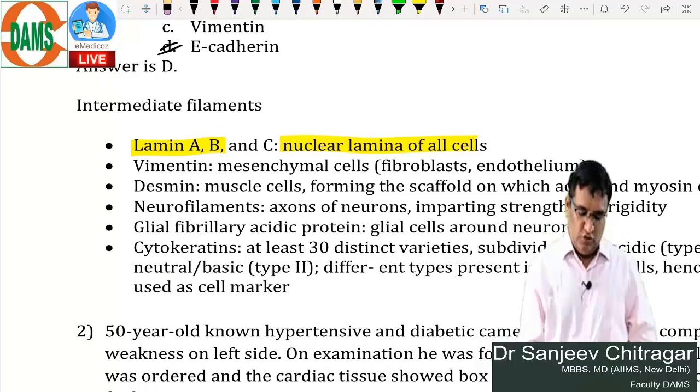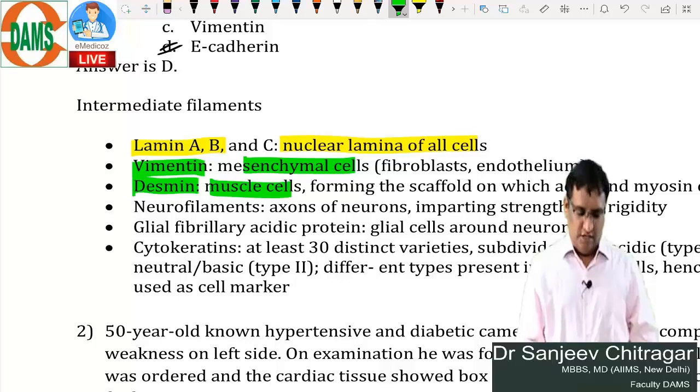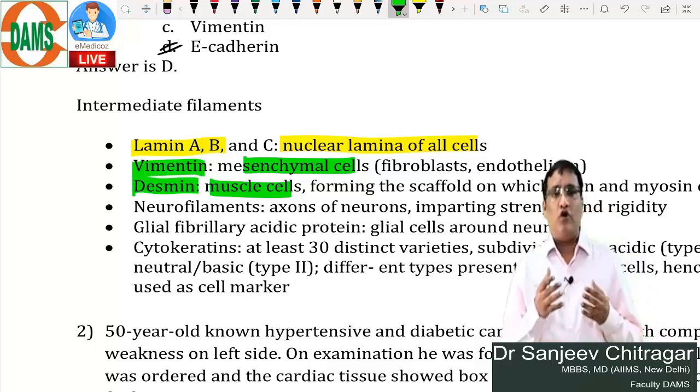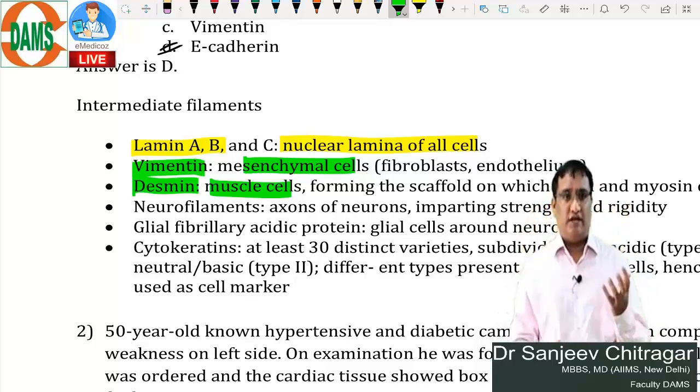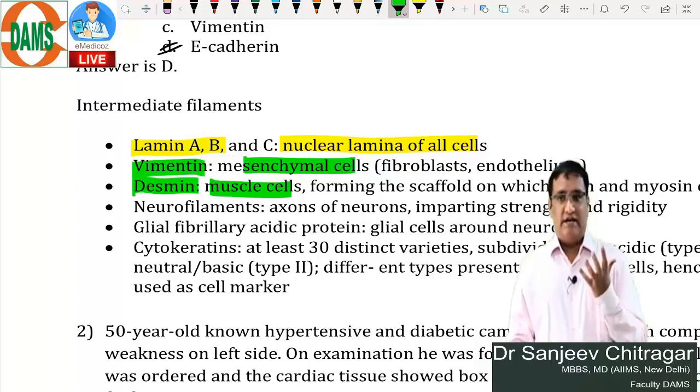After that, there is one more, vimentin. Vimentin is also an intermediate filament, present in mesenchymal cells. Next is desmin, which is present in muscle. We also use these as markers for tumors arising from those cells. For example, desmin is used as a marker for tumors arising from muscle, leiomyomas, rhabdomyosarcomas, for all of them.